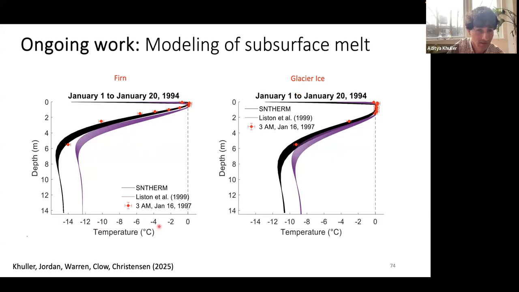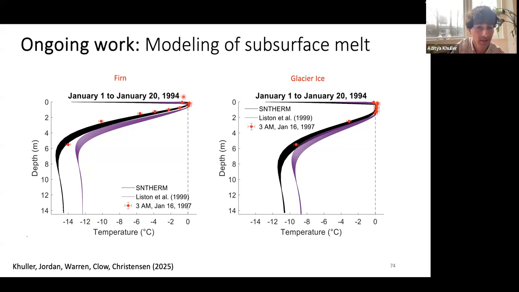Here's temperature on the x-axis, depth on the y. And the red points are measurements made in 1997 in January at 3 a.m. You can see it's melting below the surface and then getting colder in firn. And also in glacier ice, it's melting below the surface, but deeper because the ice is more translucent as the grains get larger.